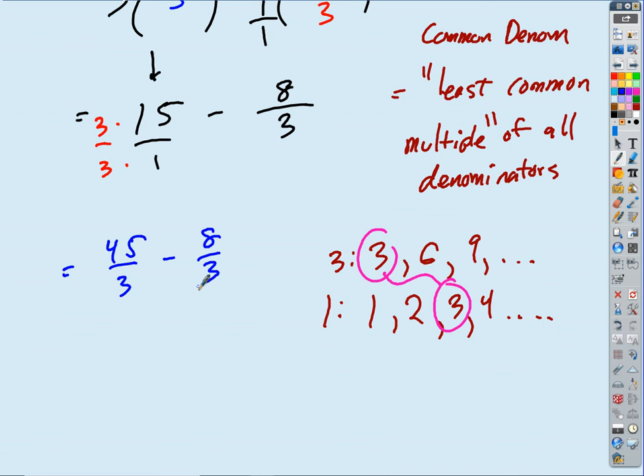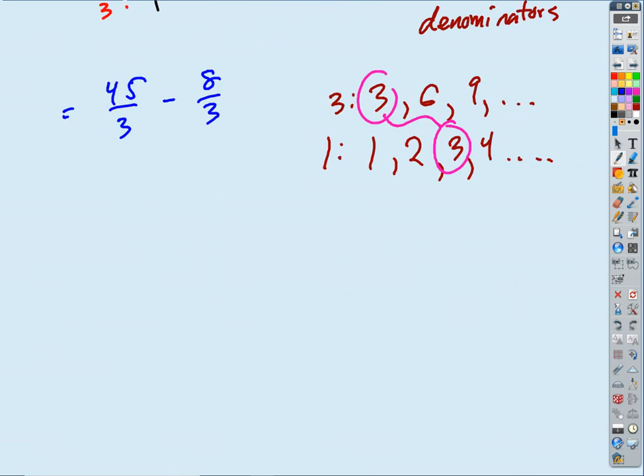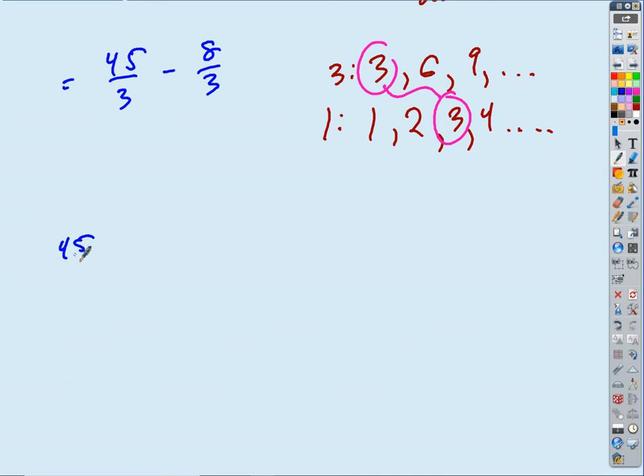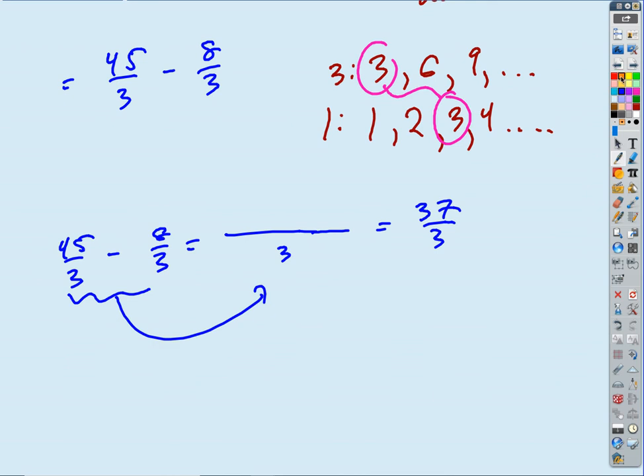What is 45/3 minus 8/3? What is it? 37/3, right? So we end up with, I'm going to write this again, 45/3 minus 8/3 equals 37/3. One thing you could even do here if you want to is, you've already got a common denominator, so put a big fraction bar there, and we know that we're going to get a 3 on the bottom. What do we get on top? Well, whatever we get when we subtract 45 minus 8, right? So the answer is 37/3.